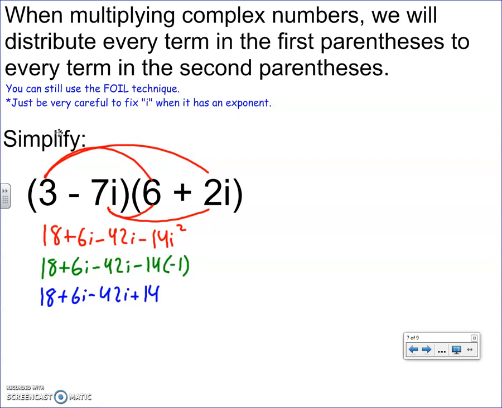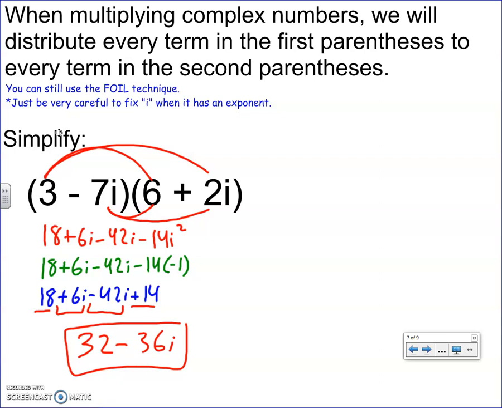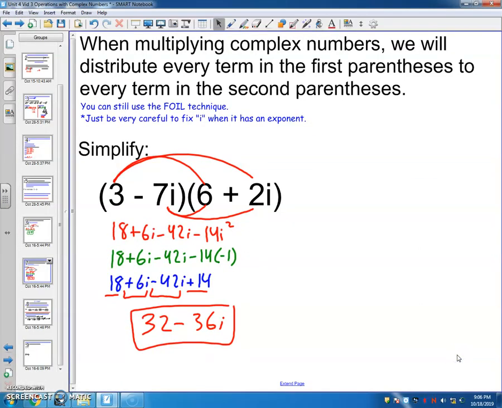If I combine like terms now, then I'll be done. So real part first, 18 plus 14, that's 32. Then positive 6i minus 42i, it's negative 36i. That's my answer. Again, there's no exponents for i in your final answer. A lot of kids forget to change i squared to negative 1 and they get this wrong.